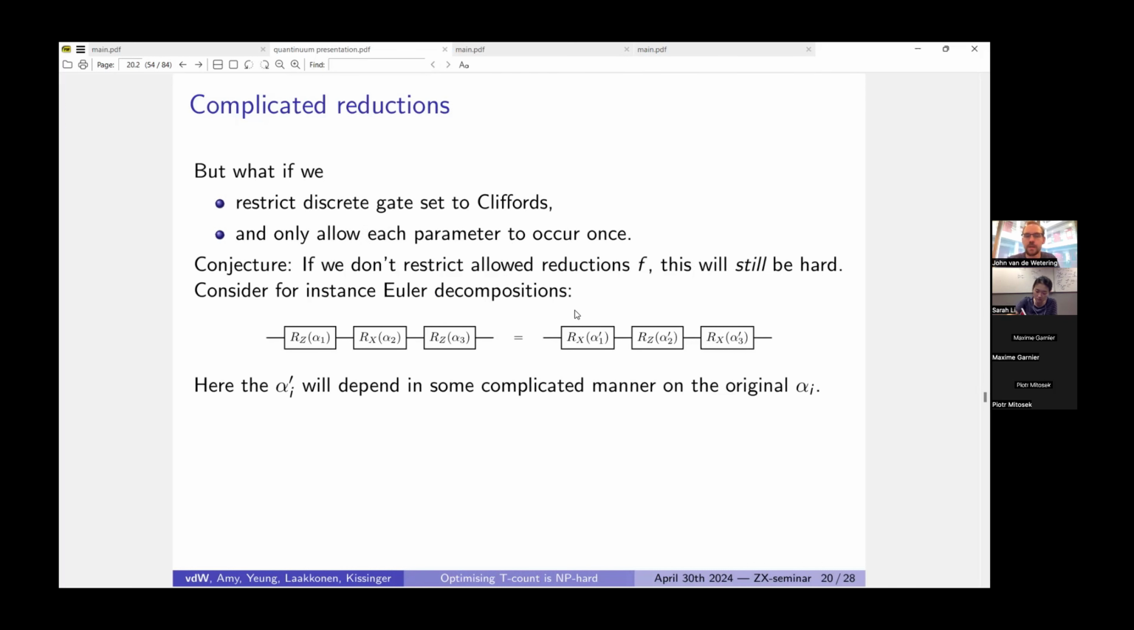And this evidence, for instance, is that if we consider the generalized Euler decompositions, so here we have a Z rotation, X rotation, Z rotation. We know this is equal to an X rotation, Z rotation, X rotation, where these parameters alpha and alpha prime depend on each other in some very complicated manner. So you could imagine reducing some parameter circuit to a different parameter circuit with fewer parameters by stacking these Euler decompositions on top of each other. But it feels like, because these functions are so complicated, that this should result in a hard problem, but we've not been able to really prove it.